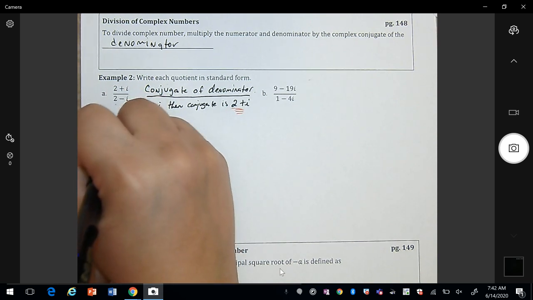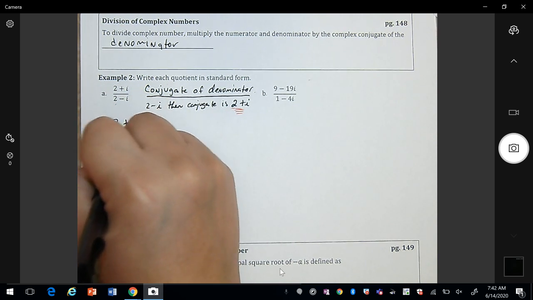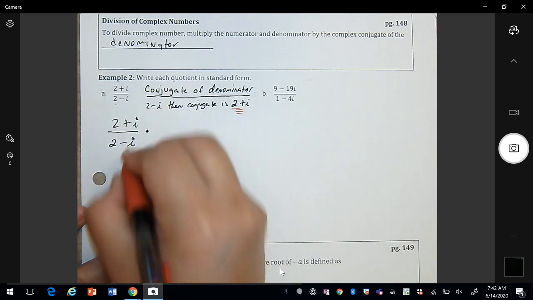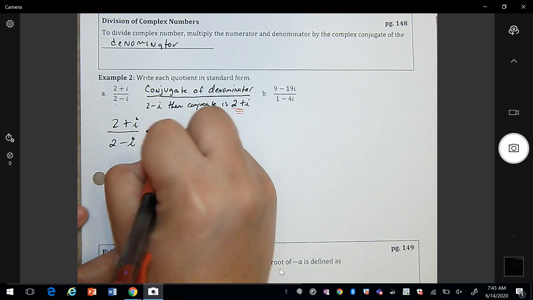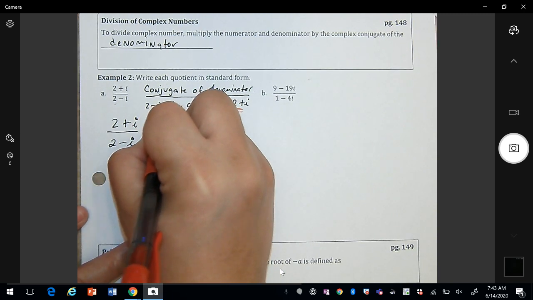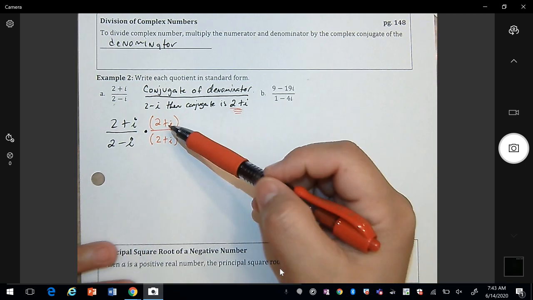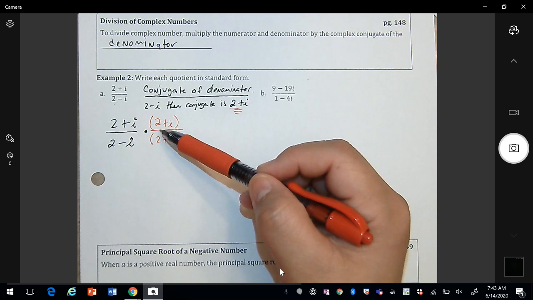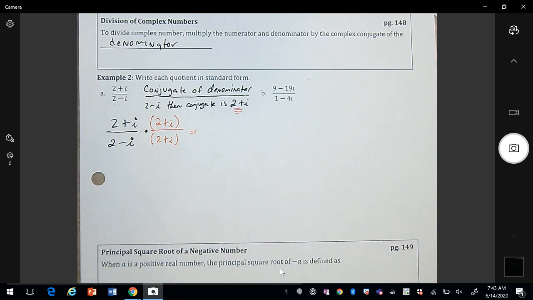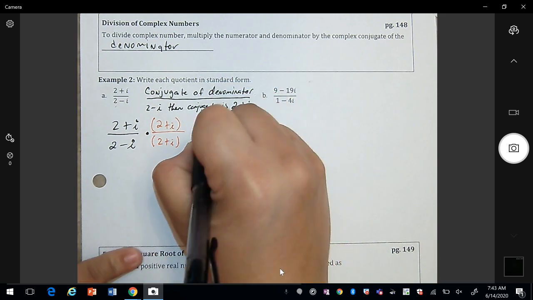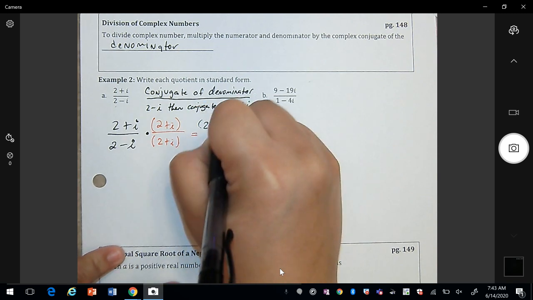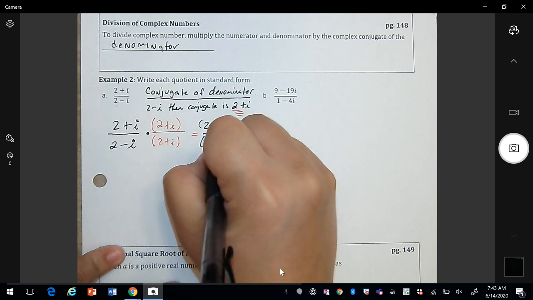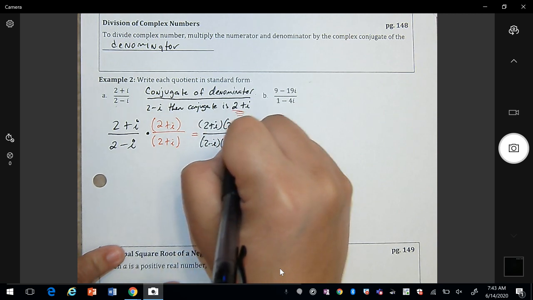So we're going to take our problem, 2 plus i divided by 2 minus i, and multiply our denominator by the conjugate and the numerator by the conjugate. Essentially, 2 plus i over 2 plus i is just 1, so we're just rewriting the problem. Here I get 2 plus i times 2 plus i, and down here I get 2 minus i times 2 plus i.